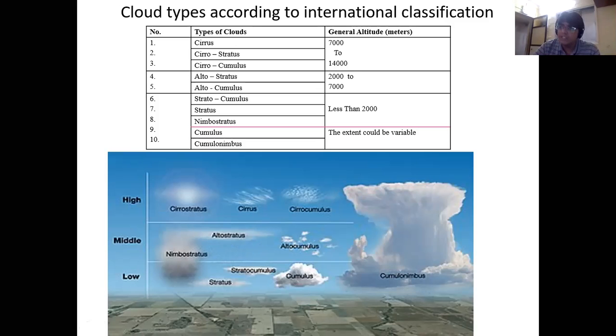Okay, so definitely look, cirrus, cirrostratus and cirrocumulus height is from 7,000 to 14,000 meters. So you can see they are in the higher atmosphere and they are very light. Altostratus and altocumulus, this is in the middle level, you can see 2,000 to 7,000 meters. Stratocumulus, stratus, nimbostratus are less than 2,000 meters, and cumulus and cumulonimbus have no fixed height, they can be at any height from bottom to top. Take a screenshot, it will be very helpful for you all to understand this.